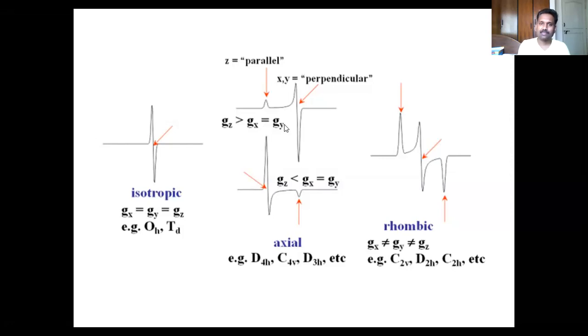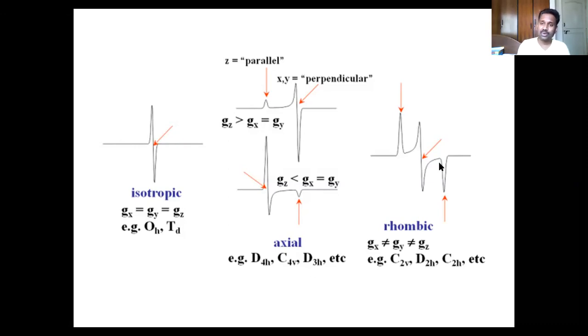And now look at a case in which Gz parallel is higher. Gz parallel has a higher g value. Therefore, Gz is greater than Gx and Gy. Or it can be Gz is lesser than Gx and Gy. In both cases, you are going to have two g values. That is very important. Examples of such complexes are with the symmetries D4h, C4v, D3h, and so on.